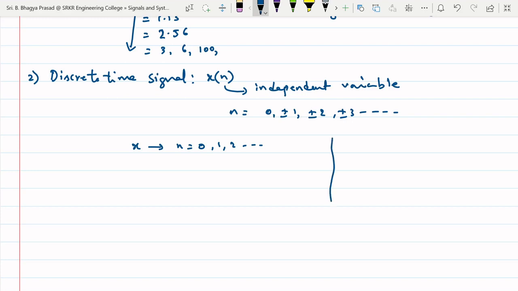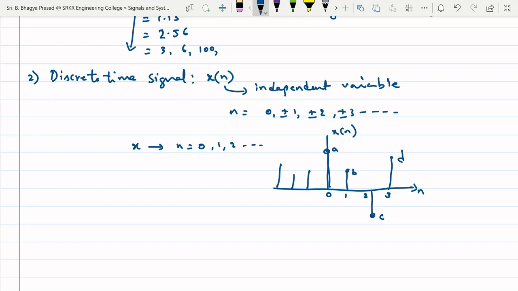Okay, and this is represented as the values being discrete in nature. At n equal to 0, the strength is A. Okay, at n equal to 1, the strength is some B. At n equal to 2, the strength is something C, which is negative. Okay, at 3, some D, like this. The values are represented like this, and at minus 1, minus 2, minus 3. So x of n is defined like this.